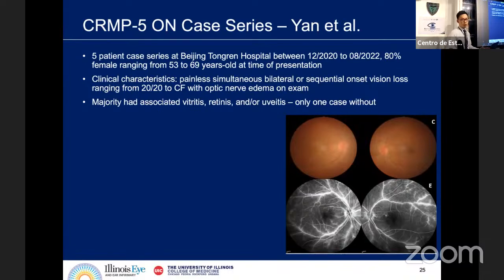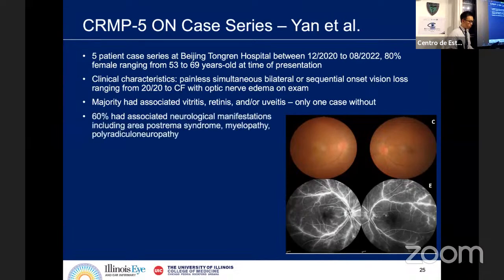Majority of these patients had vitritis or retinitis or uveitis associated with this, as you can see in the pictures, especially the FA here characterizes it quite well. If you're going off of this, our patient doesn't quite exactly fit this case series. He had painful vision loss, and he didn't have any other inflammation in his eyes other than that nerve itself.